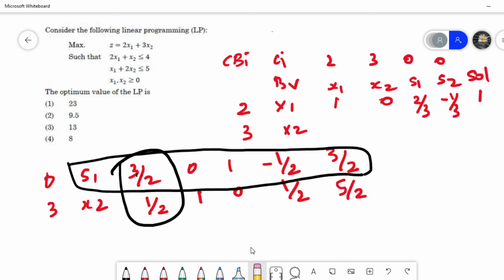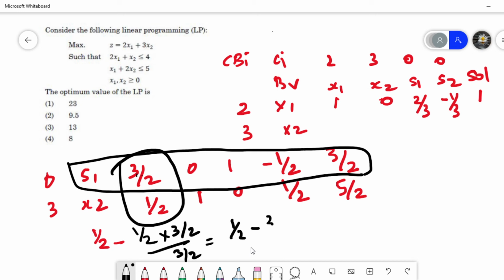So now we are going to calculate the new values for the rows other than the key row. Okay. So first, calculate the new value for 1 by 2. The old value is 1 by 2. Next, the corresponding key column and key row value, that is 1 by 2 into 3 by 2 divided by the key element 3 by 2. So 1 by 2 minus 1 by 2, it is 0.